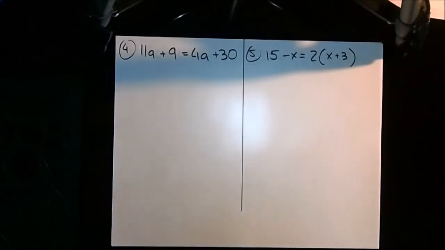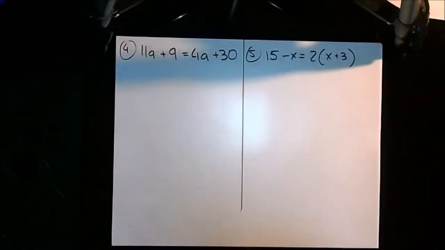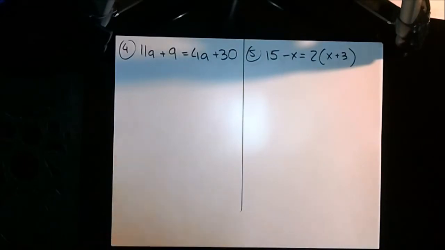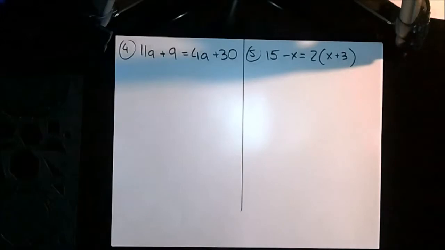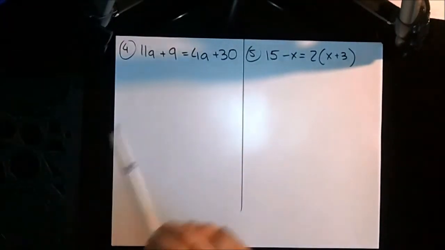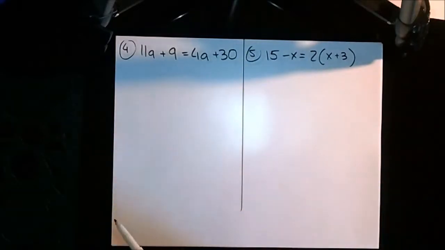Number 4 is again a pretty similar problem to the ones we've been doing. Not a whole lot changes. So I'm going to get rid of one of the variable terms. I have them on both sides, the a term. I'm going to take one of them off. My choice, you guessed it, that one. And the reason I choose that one is because it has the smaller coefficient. 11, 4, 4 is smaller.